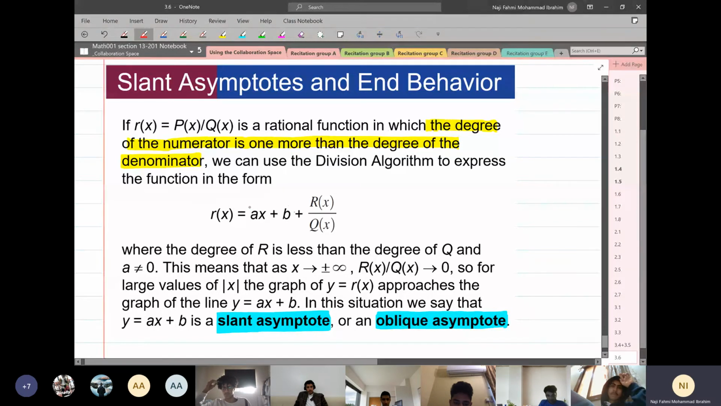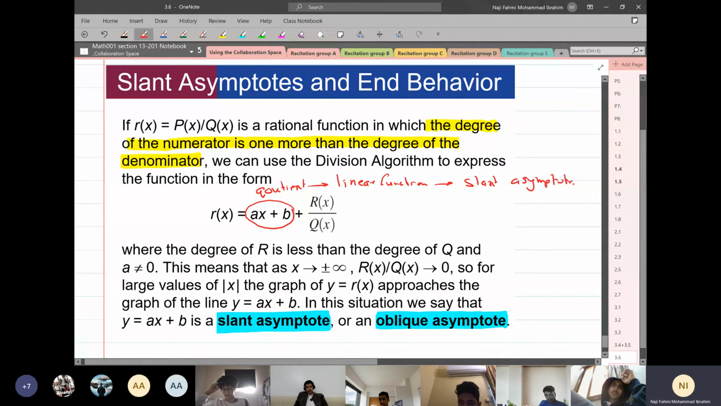Do you remember how to divide? The quotient here will be linear. Why is it linear? Because the degree of the numerator is 1 more than the denominator. So if I divide, this will be linear. This linear function is called what now? The slant asymptote.